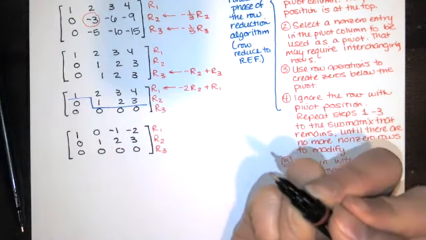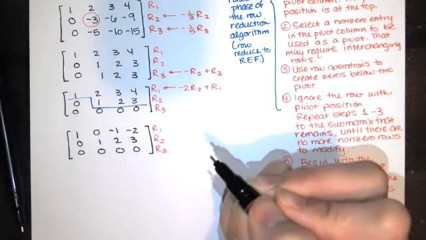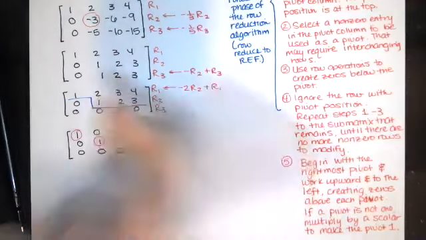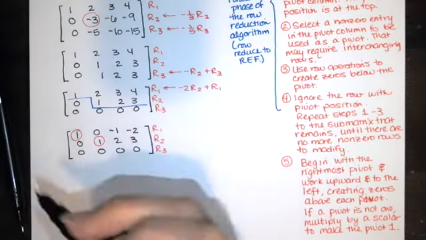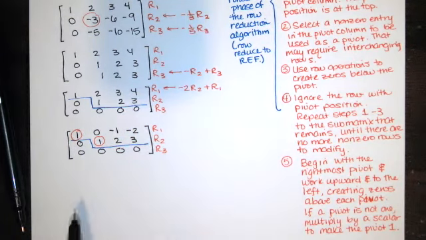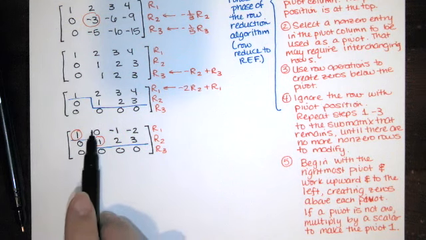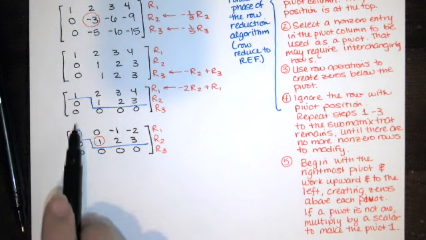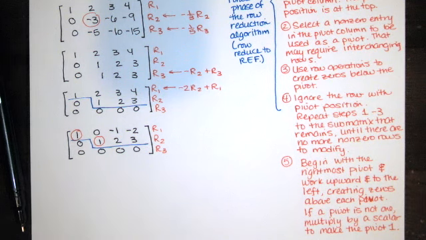And now this matrix is in row echelon form, or reduced row echelon form. We have that stair-step pattern. We've got zeros below our pivots. Our pivots happen to be 1, and above each pivot, we have 0. The ones are the only non-zero entries in those columns, in our pivot columns.